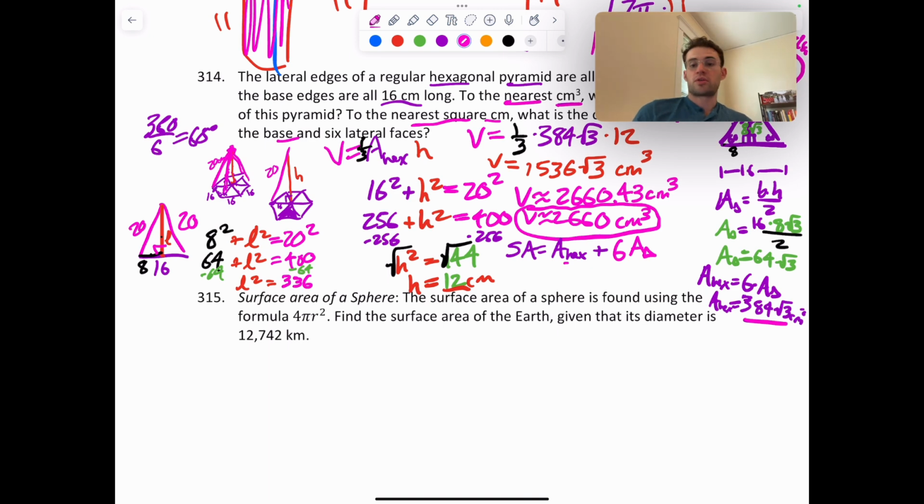336 is not a perfect square, but it does have 16 in it, right? It's a multiple of 16. So we can do 336 divided by 16, which gives us 21. So the square root of 16 is 4.